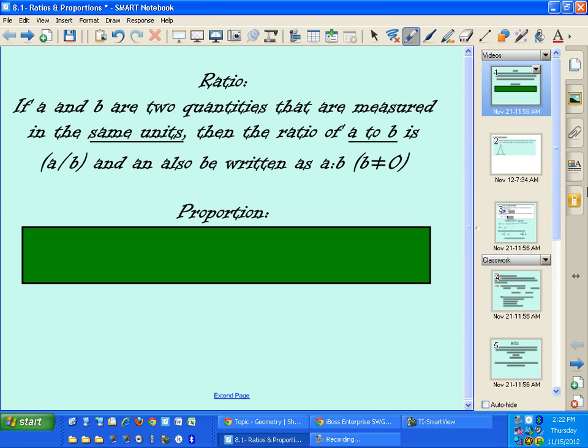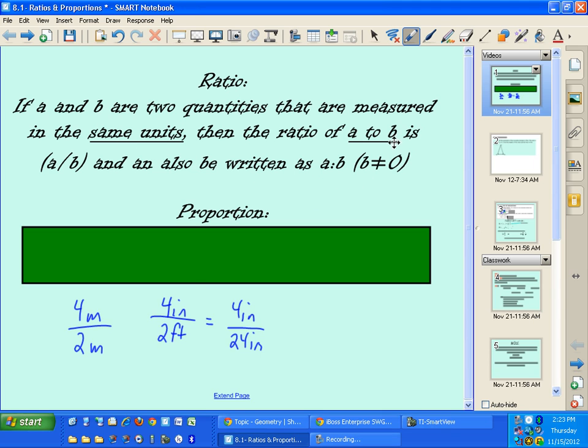So basically, if I have something like 4 meters over 2 meters, that's a ratio. If I had 4 inches over 2 feet, then that wouldn't be a ratio until I get them in the same unit. So that would be something like 4 inches and 24 inches, then you have a ratio. So make sure that you are paying attention that they have to be in the same units.